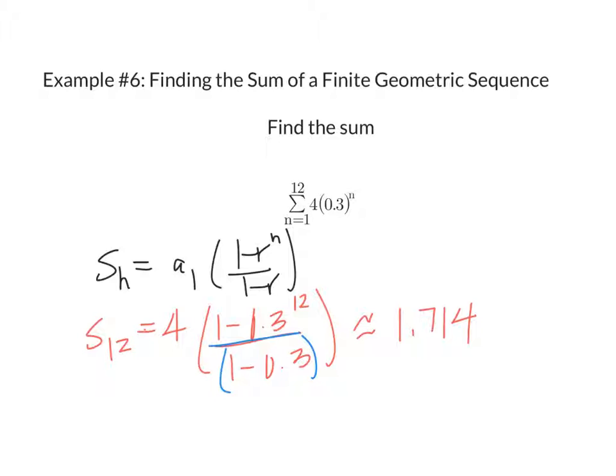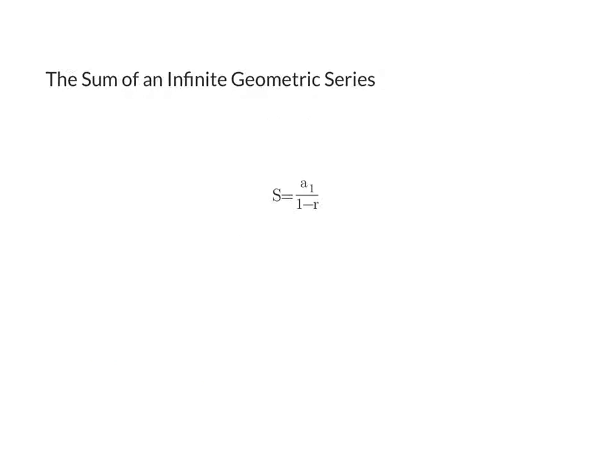Okay, let's look at the next formula. This time we have the sum of an infinite geometric series. The last one was finite, meaning it had an exact stop, and this one does not have a stopping point. So this time we're just looking for a sum of infinite terms. If you don't see an S sub something, it means it's infinite.